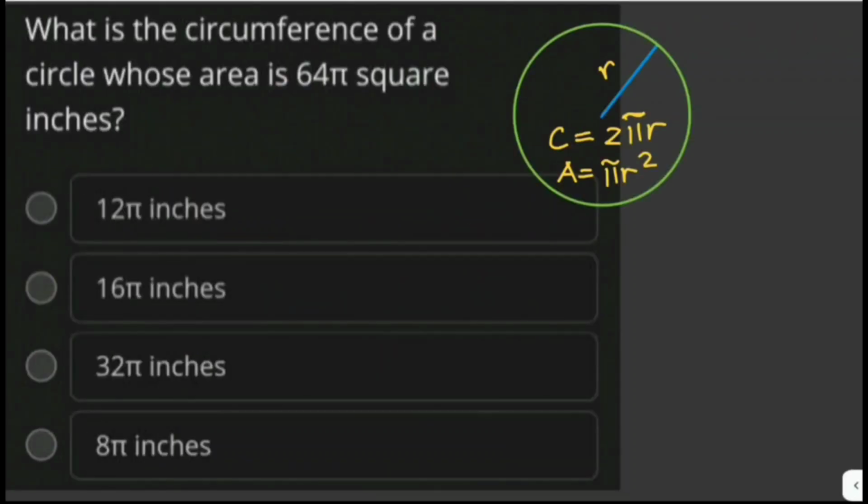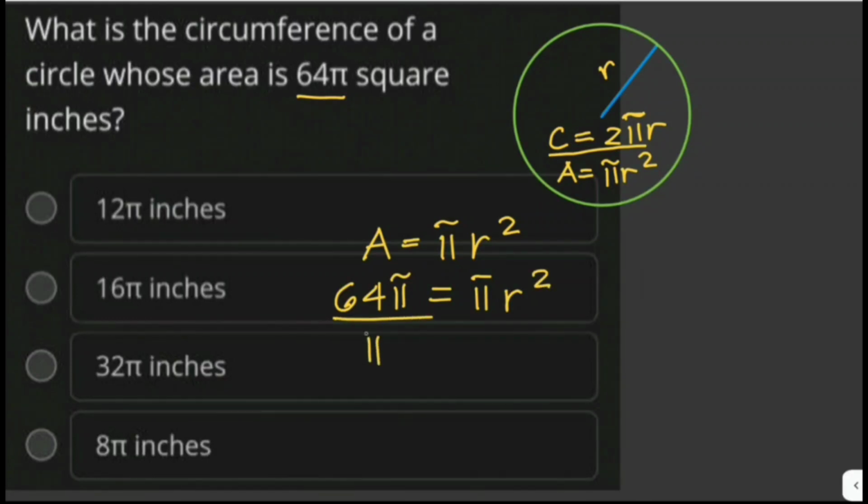What is the circumference of a circle whose area is 64 pi square inches? So what if this is our circle and this is the radius? The formula in finding the circumference is just c equals 2 pi r, and the area is equal to pi r squared. So we don't have the value of our radius, but we're given the area, so we can solve for the radius. So area is equal to pi r squared. We're given the area, which is equal to 64 pi. We just plug in the area here, equals pi r squared, and then we divide both sides by pi.